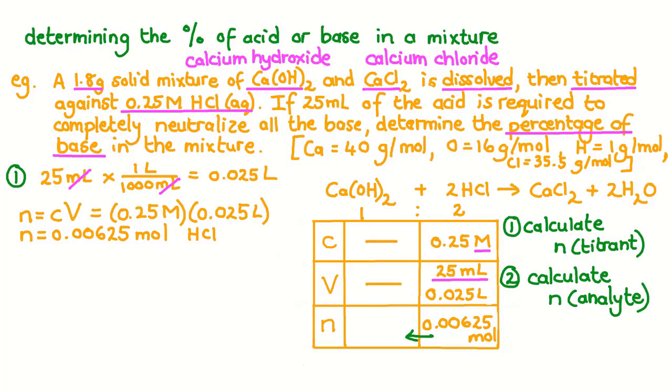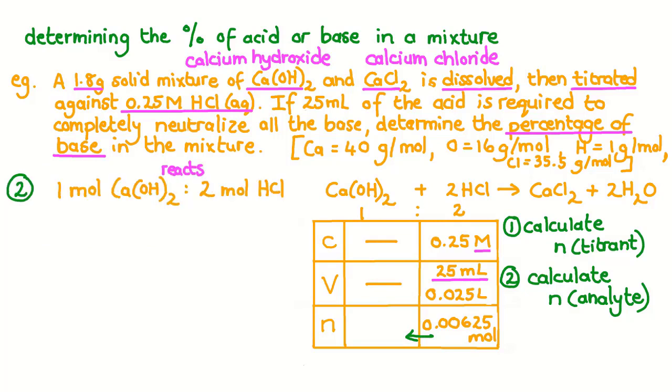In step 2, we calculate the number of moles of analyte from the number of moles of titrant using the stoichiometric coefficients from the balanced equation. 1 mole of calcium hydroxide reacts with 2 moles of hydrochloric acid. Therefore, X moles of calcium hydroxide will react with 0.00625 moles of the acid.